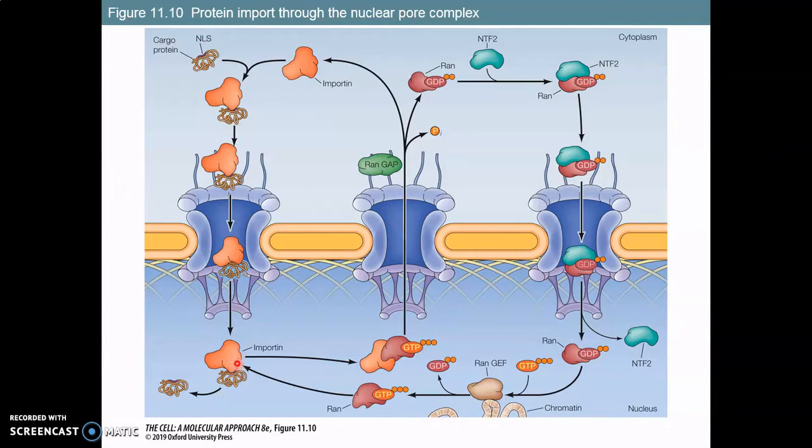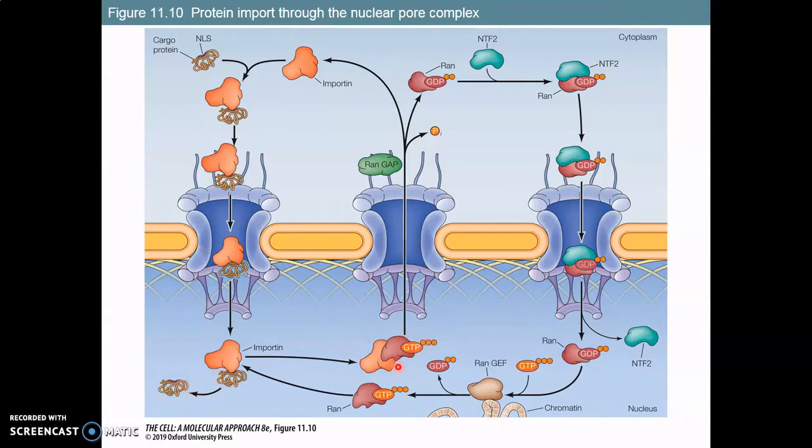Once it's down on the other side, we have this other protein called RAN, and RAN can bind GTP, or it can be bound to GDP. Depending on which one it is bound to, it has two different conformations. So when it's bound to GTP, it is in conformation 1, and it can bind this importin molecule. When it binds that, it causes the cargo protein to fall off. So it breaks the association with the cargo protein.